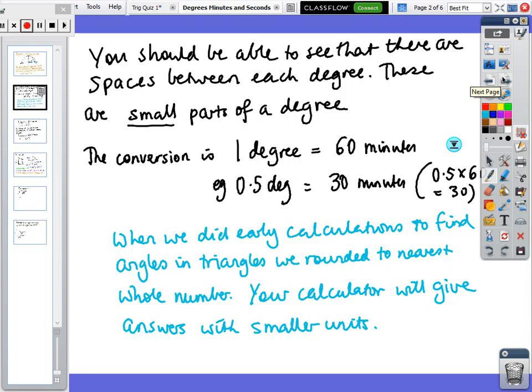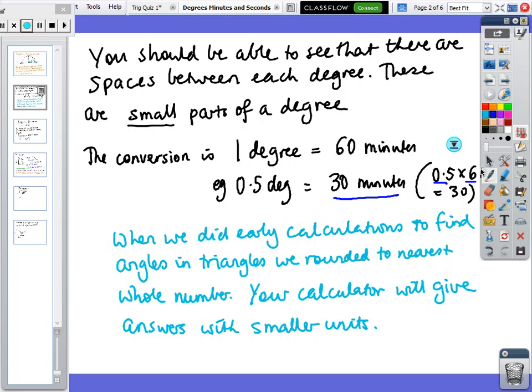But you should be able to see also in a protractor that there are spaces in between each degree. So between 1 degree and 2 degrees, there's a space in between. And these spaces are the smaller parts of a degree. And we have a conversion. So we have 1 degree equals 60 minutes. So for instance, if you have half a degree, you have half of 60, which is 30. So it's pretty easy to convert.